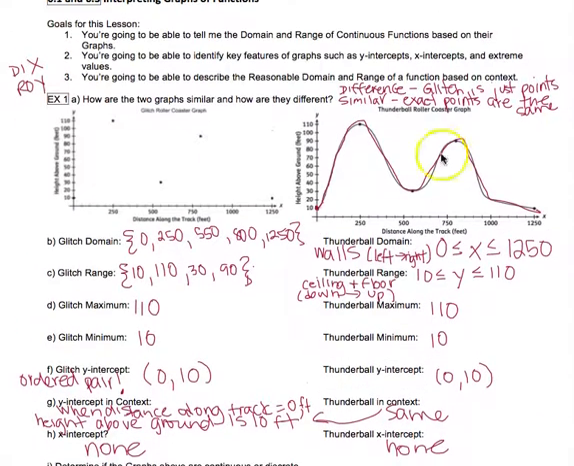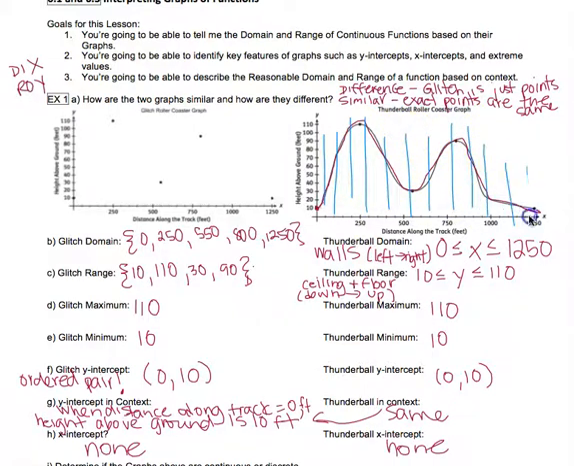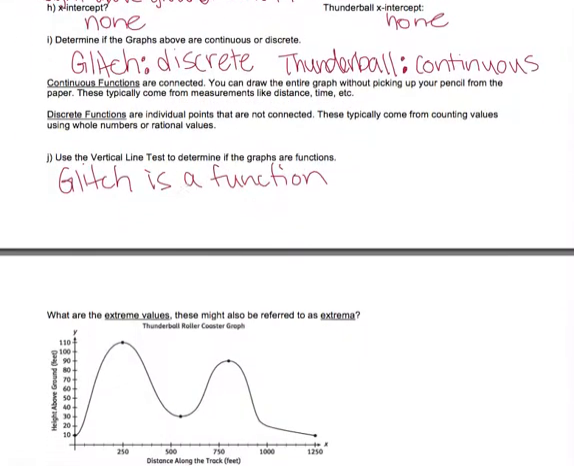Now I'm going to look for the thunderball, and I can draw a whole bunch of vertical lines. None of those are touching the graph more than once. So that means that the thunderball is also a function.